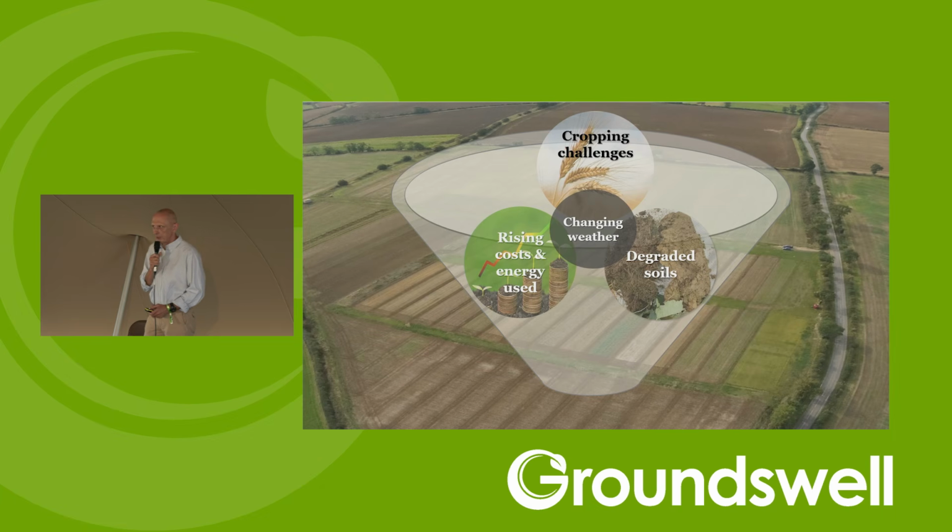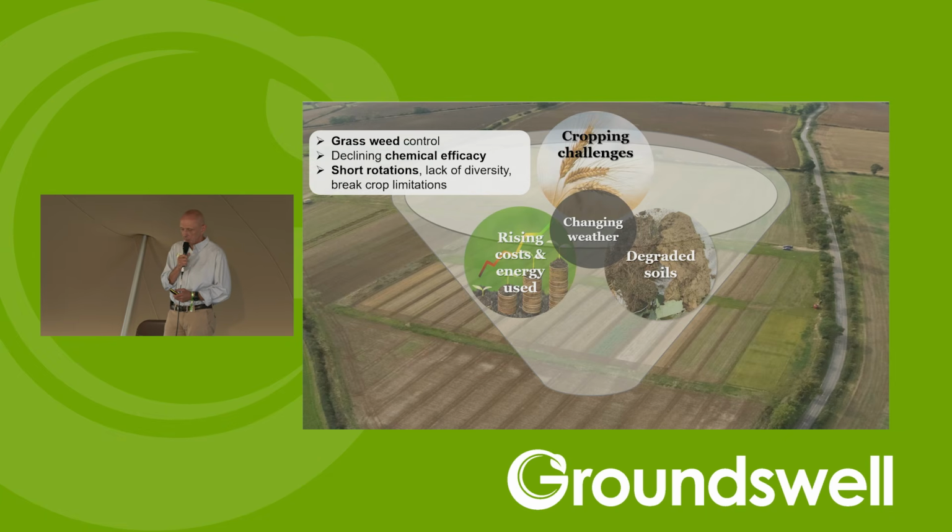When we started the work 13 years ago now, we had significant challenges. They're not necessarily changed. We've just hopefully improved them. Some of the cropping challenges are at the top there, and the fundamental one was getting on top of grass weed control. I'm constantly reminded, David, you can have the most amazing soil health in the world, but if you can't manage grass weeds in an arable rotation, then it's slightly academic. So that's one of the major thrusts of the work we're dealing with. We have declining chemical efficacy to deal with them, and we have short rotations with a lack of diversity and some major break crop limitations. So I'll come back to that later.